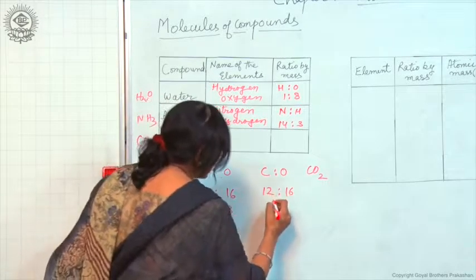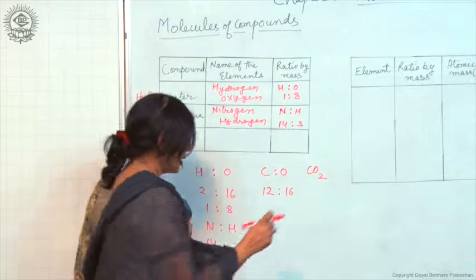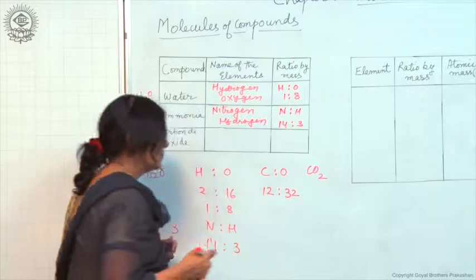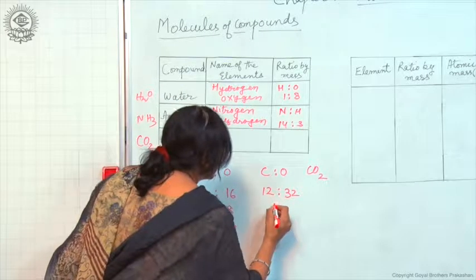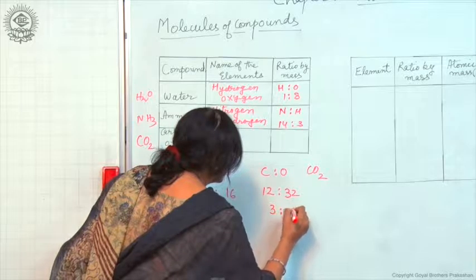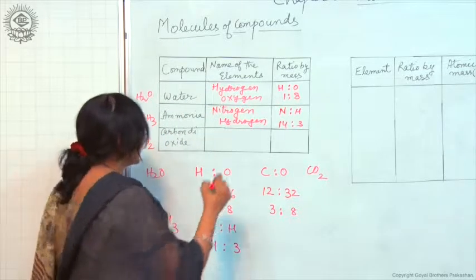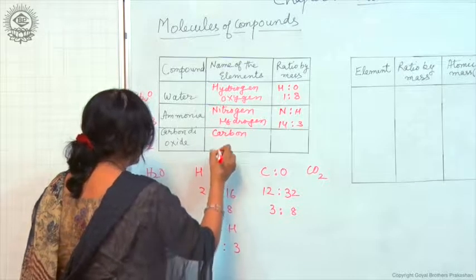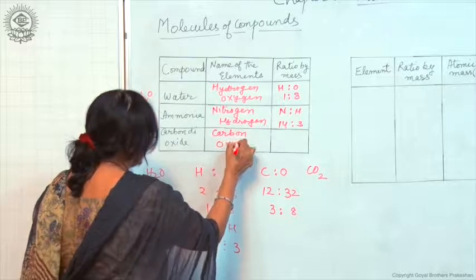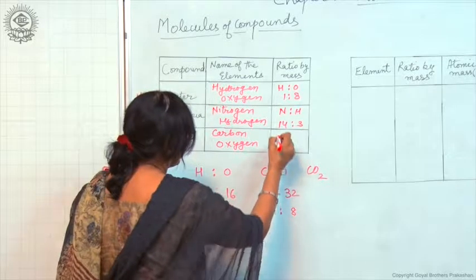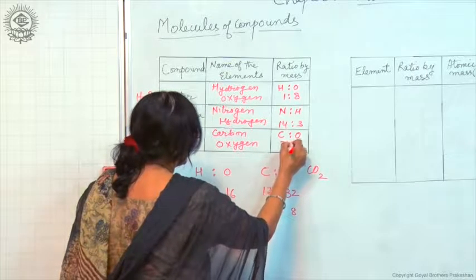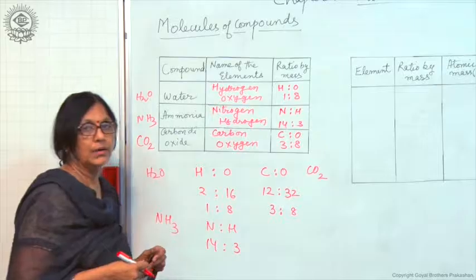But there are 2 oxygen atoms, so we cannot write 16 here. 16 has to be multiplied by 2, so it becomes 32, right. And now find out the simplest ratio. It is 3:8 by mass. So, write the names of the elements present in the carbon dioxide molecule. It is carbon and oxygen, and the ratio of carbon to oxygen is 3:8 by mass.